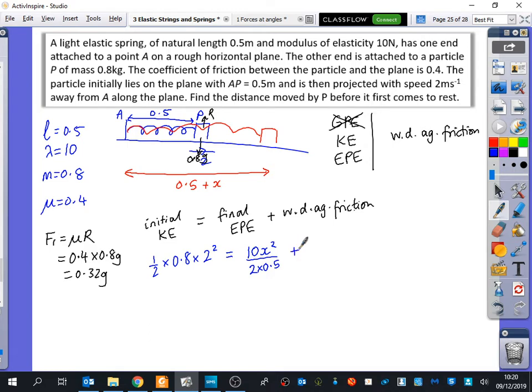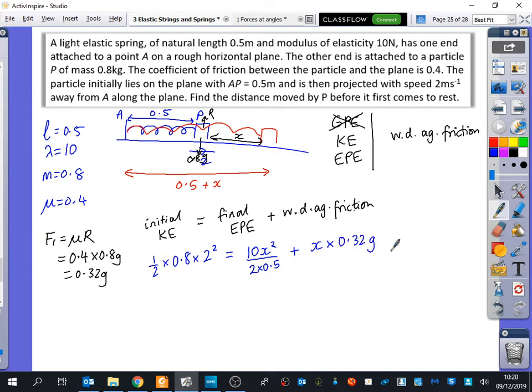And the work done against friction. Remember, work done against friction is the frictional force times the distance that it moves against that frictional force. No, it's just x times that. The distance that it's moving from here to here is just x. So the work done against friction is the distance that it moves multiplied by the size of the force, which is 0.32 g.